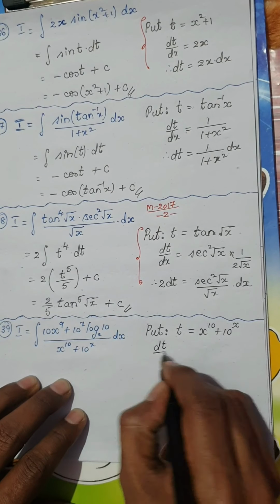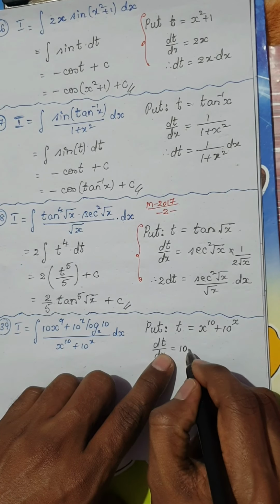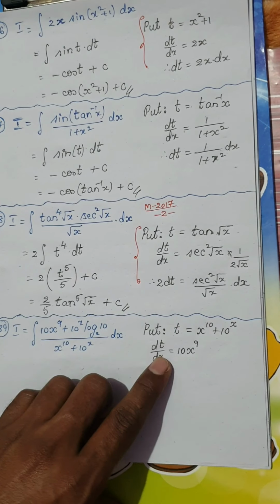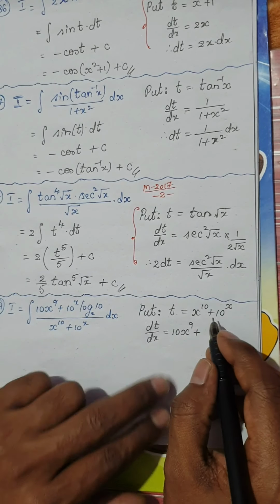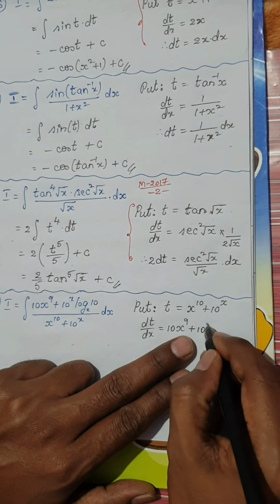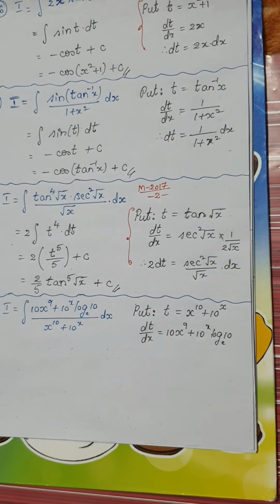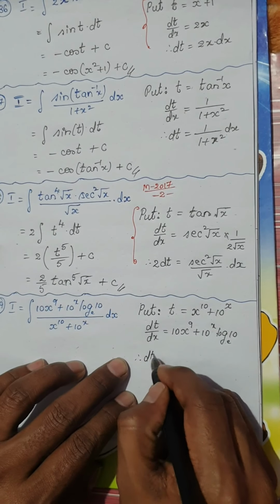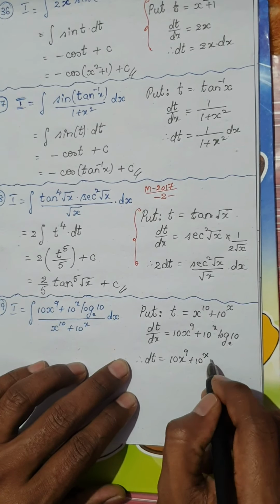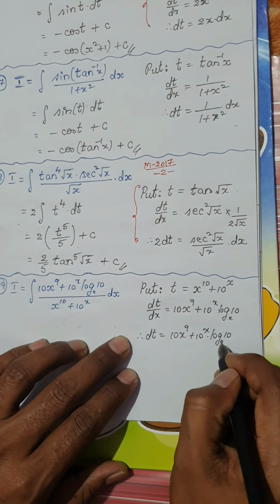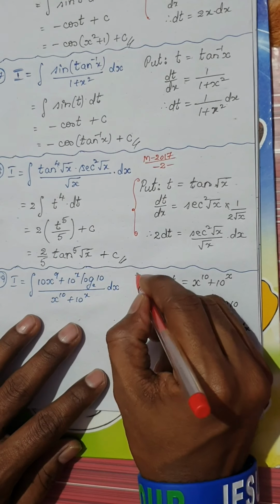So, I am substituting t as x power 10 plus 10 power x. See what happens. dt by dx would be, now what is x power 10? The derivative of x power 10 would be 10 into x power 9, isn't it? Plus, now the derivative of 10 power x. The derivative of a power x is a power x into log a, so that is log 10 to the base e. Now, you can look here, therefore, my dt would be 10 into x power 9 plus 10 power x into log 10 to the base e into dx. Okay. So this is the substitution part.